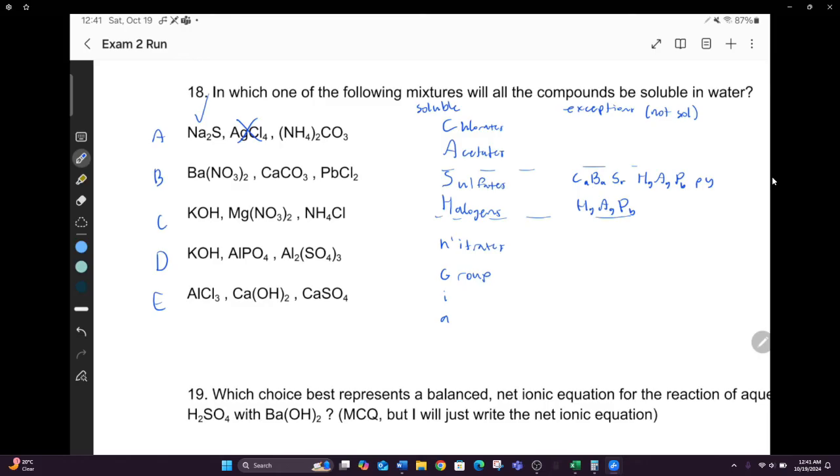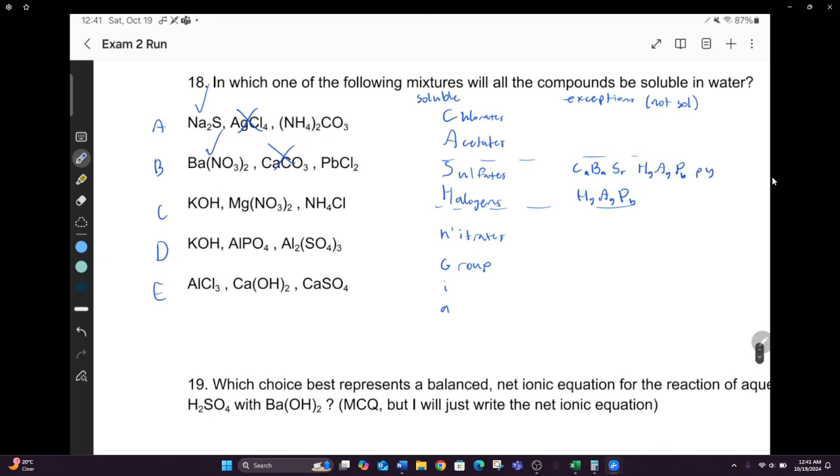Barium nitrate. So we can see nitrates are all soluble. We don't have to worry about it. So this is soluble. Ca is group 2, I believe. And carbonate is none of these. If it's not on this list, it is not soluble. So we don't have to worry about carbonates.